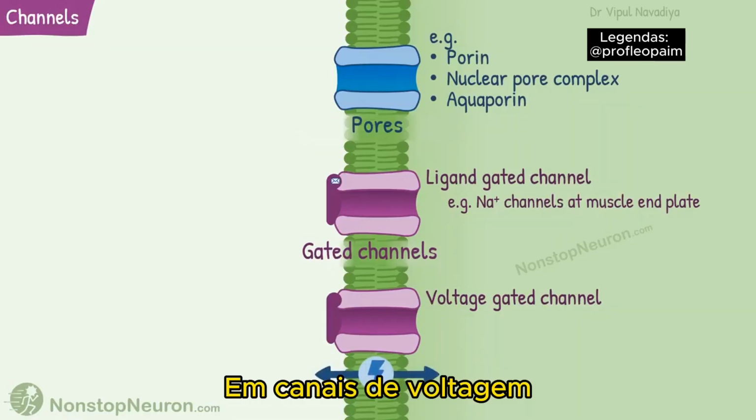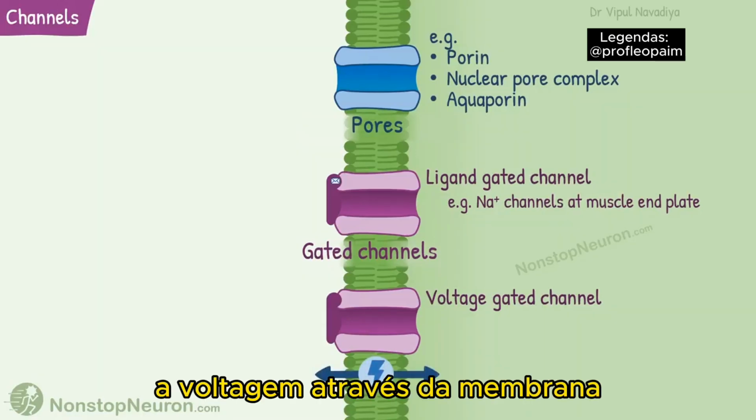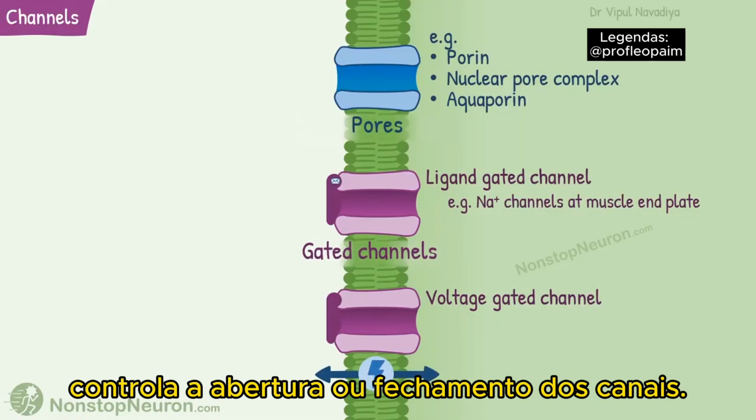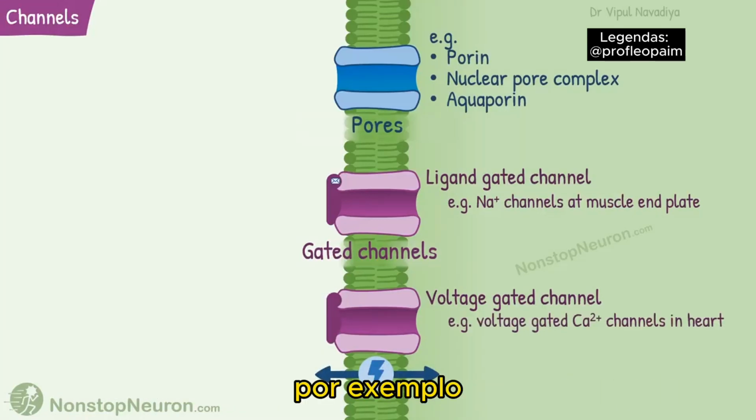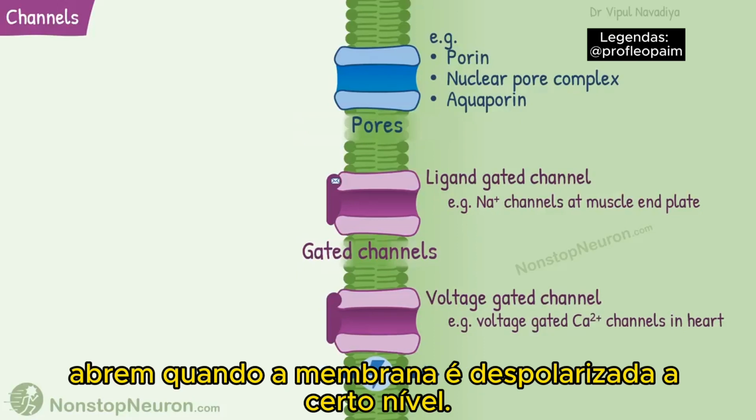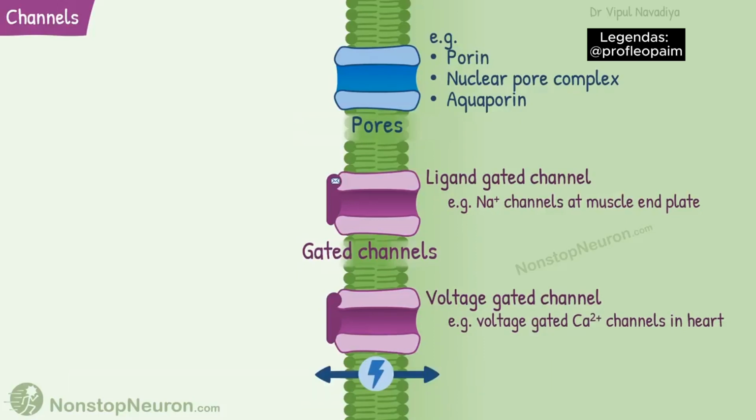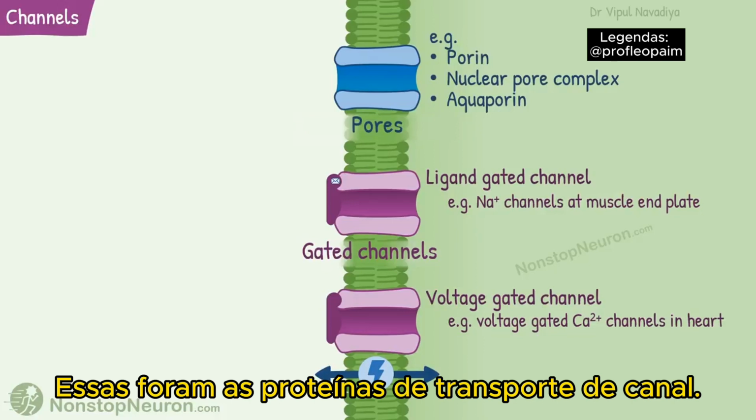In voltage-gated channels, voltage across the membrane controls opening or closing of the channel. For example, voltage-gated calcium channels in the heart open when the membrane depolarizes to a certain level. So this was about channels.